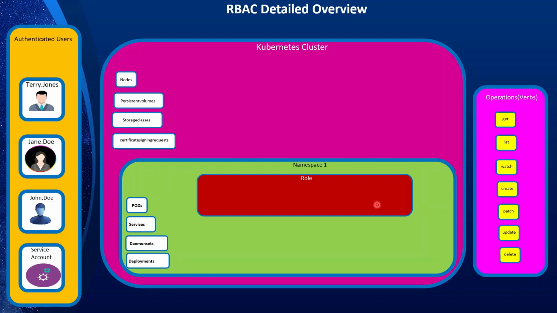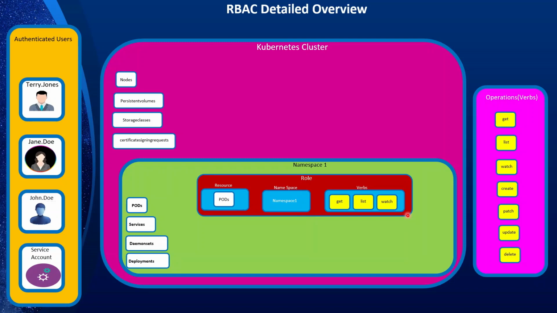So a Role basically is namespace bound, and it consists of the resource or resources that we want to give permission to, the namespace that those objects will be residing in, and the verbs that we assign. So in this case, we want to give access to pods in namespace 1, and these are the permissions that we want to give: get, list, watch to pods in namespace 1. So this will be the Role object.